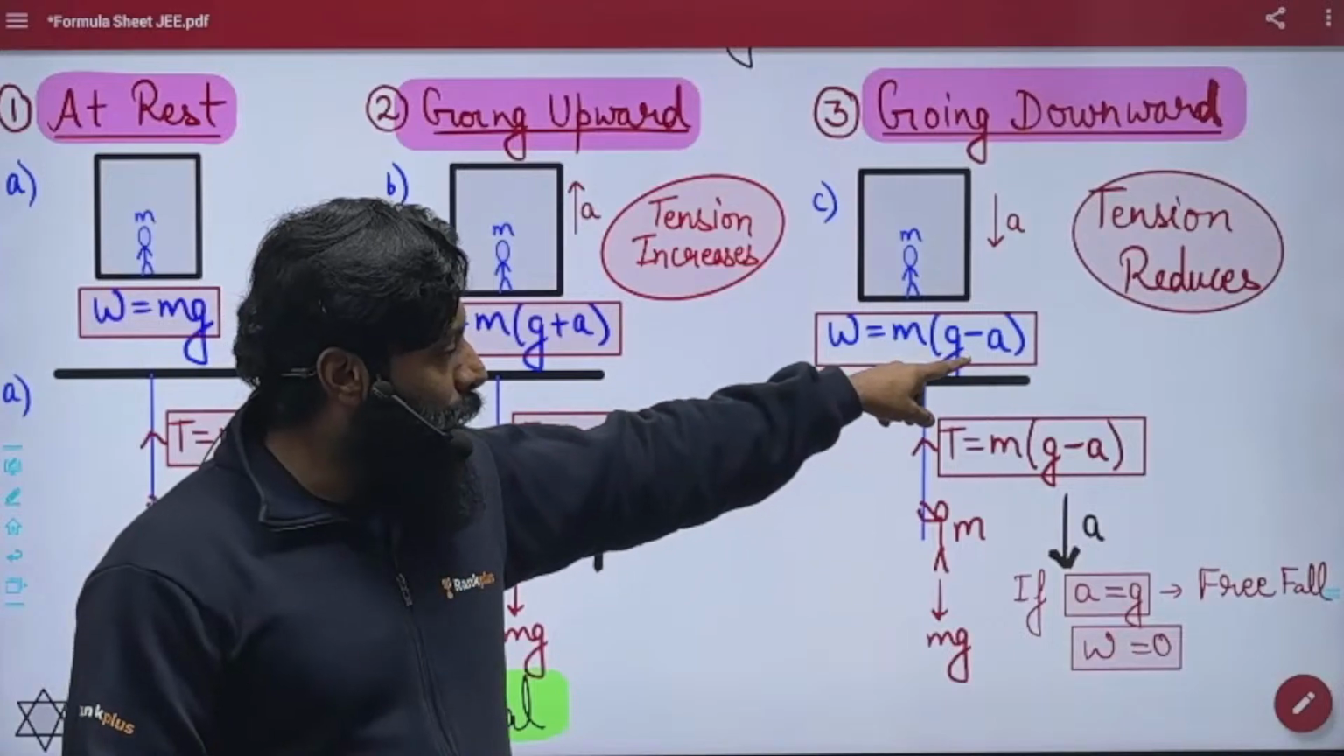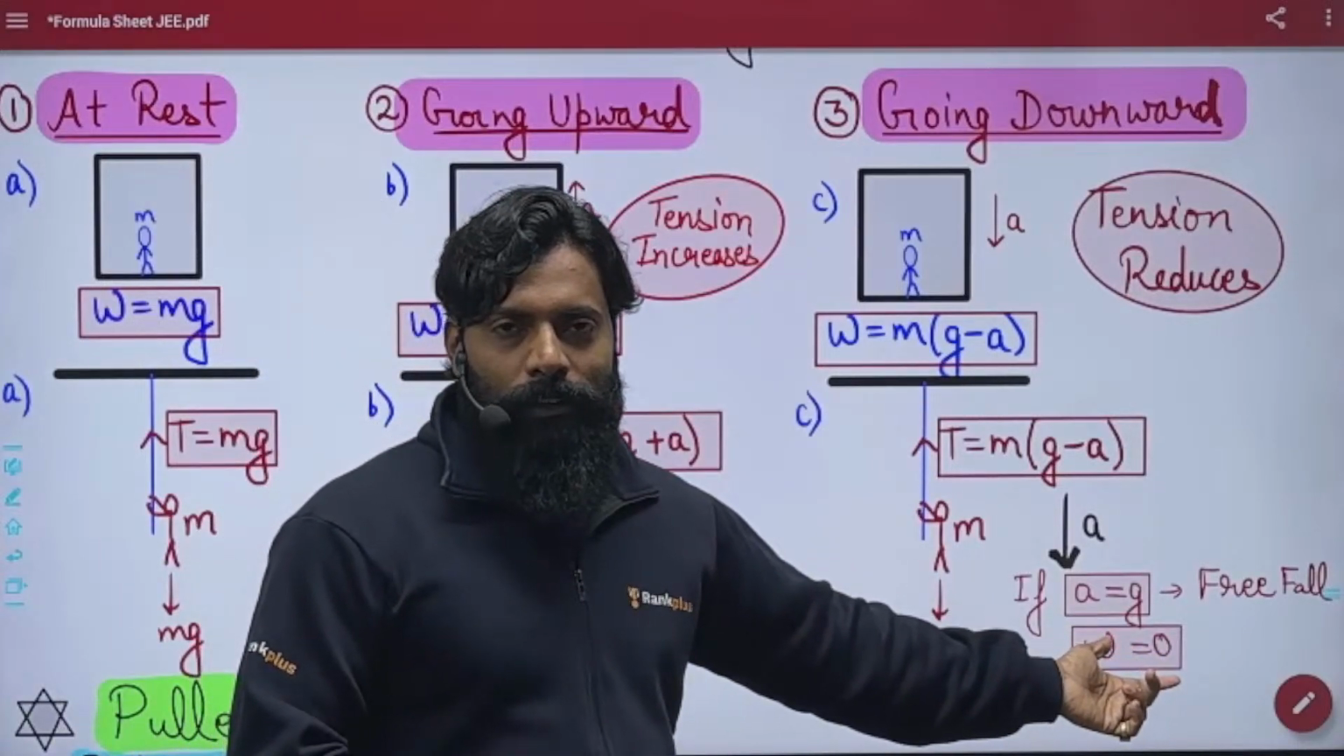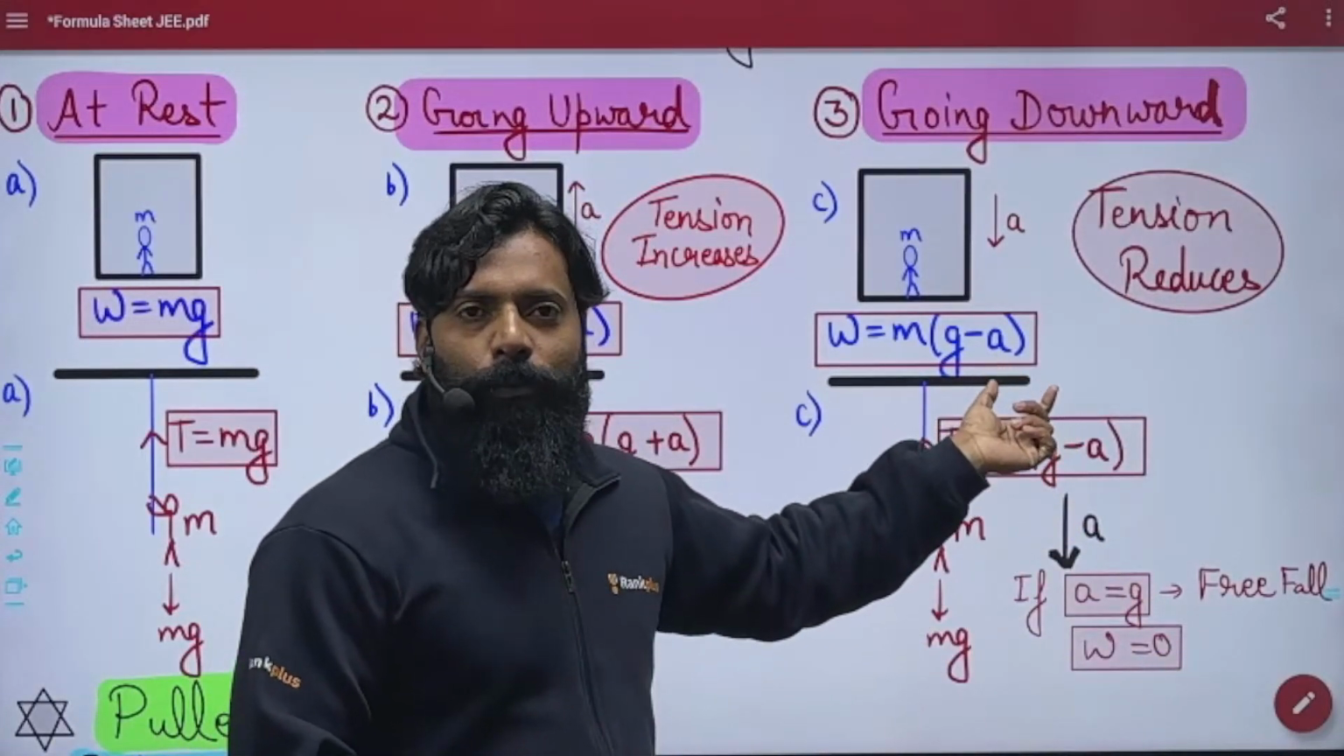And if there is a free fall, you can say that acceleration will be equal to g and weight will be equal to 0.